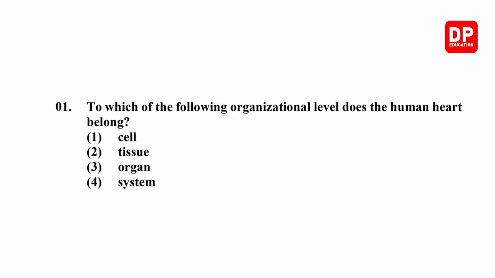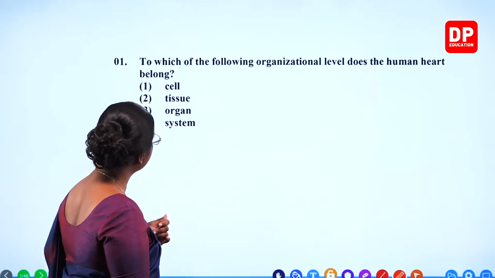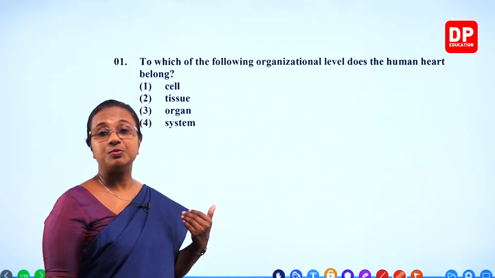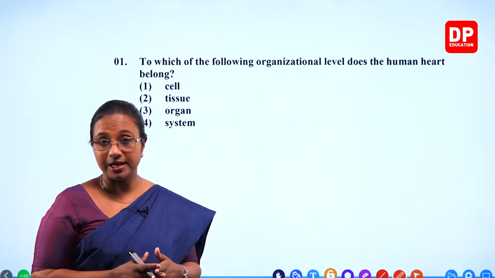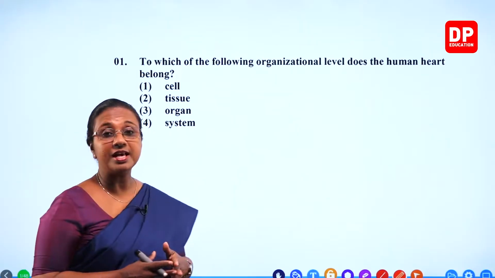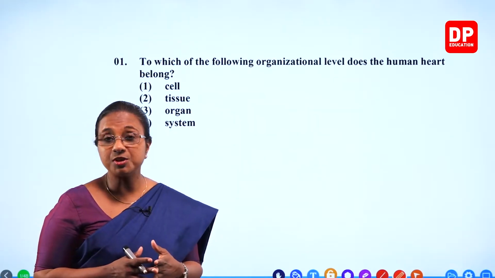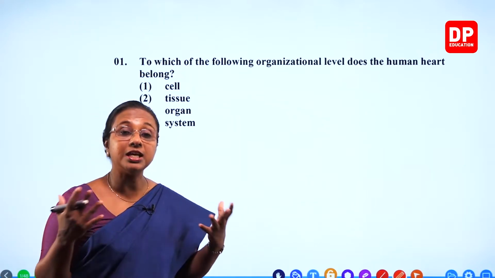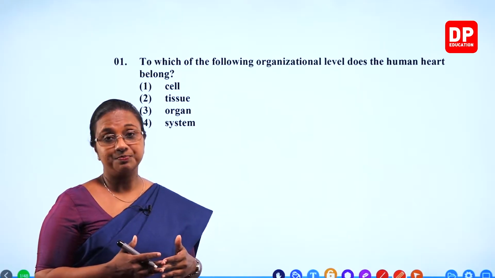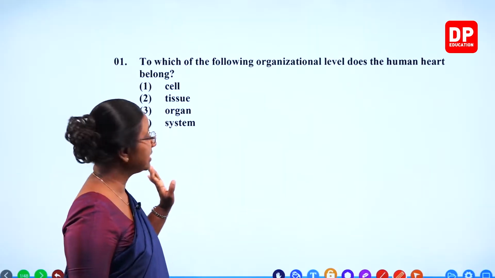Question number 1. To which of the following organizational levels does the human heart belong? So if you look at the answers, you all can see cell, tissue, organ, system. We have seen similar questions before. You all know cells are the basic structural and functional units of living organisms. When a group of cells are adapted to perform a specific function, we call it a tissue, and different types of tissues together form the organ. Organs together performing a particular function become the system, and there are several systems in an organism. So that is how the organizational levels are.